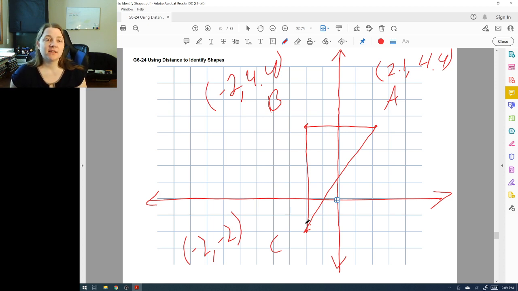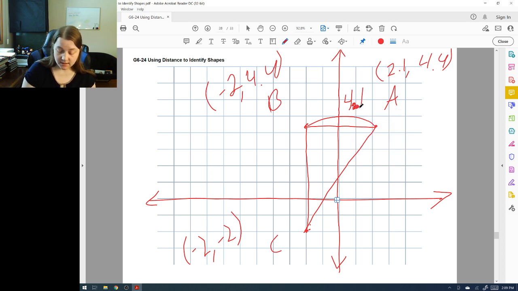To figure out the lengths of the sides, we can figure out AB pretty easily because the 4.4 is the same. So I'm going to take 2, the distance from this point to 0, plus 2.1. So this side right here is going to be a measure of 4.1. And then I'm going to look at this line right here, because the -2's are the same, we ran -2 for both points. I'm going to look at how it takes 2 to go from -2 to 0, and then another 4.4 to get all the way up there. So this is going to measure 6.4.